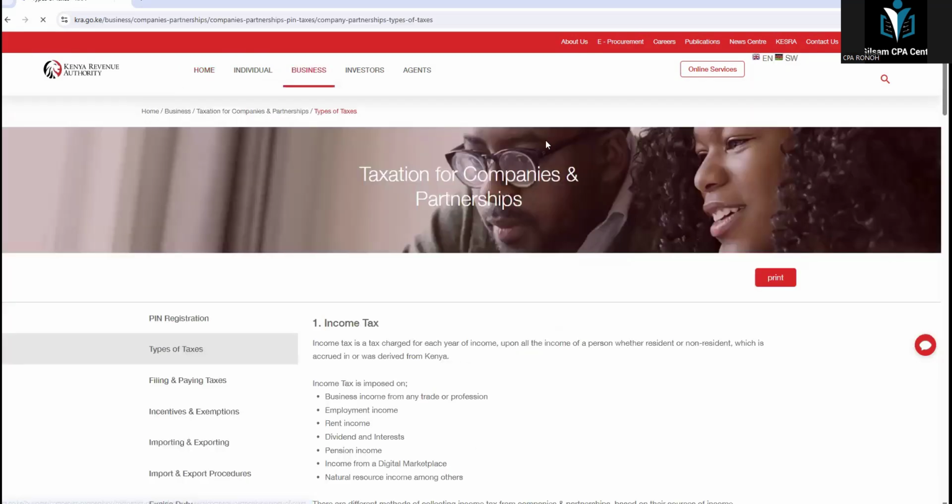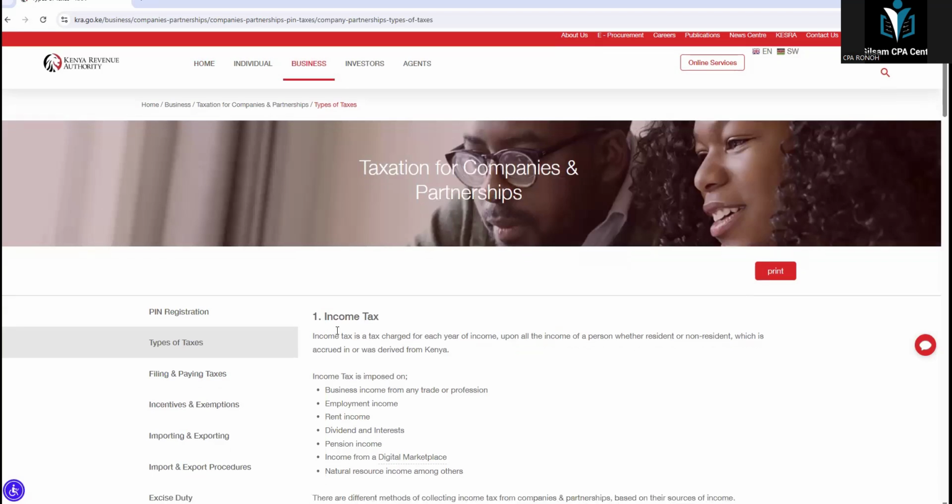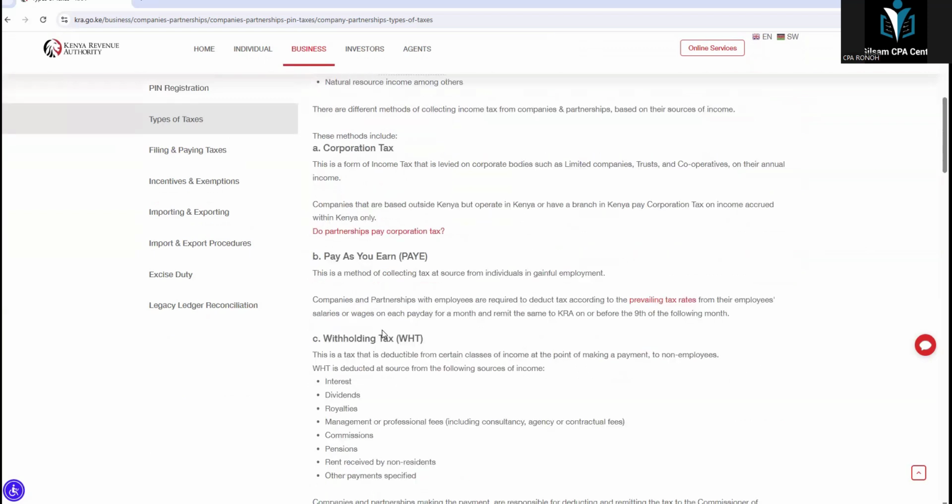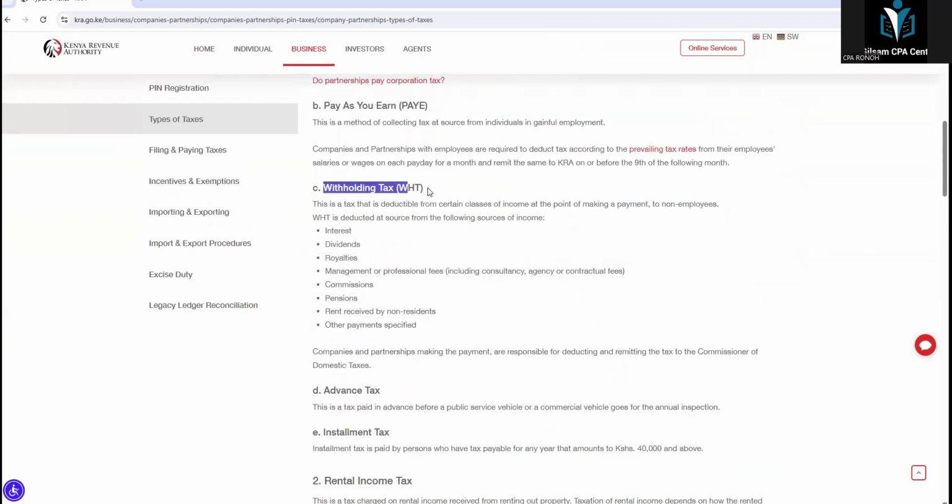Types of business, types of income or taxes. If you go there, you will find that we have income tax. This is for the company, which today I don't want to focus on. I want to focus on the withholding taxes. Withholding tax is a tax that is deducted from certain classes of income at the point of making payment to non-employees. It is deducted at the source from the following income.